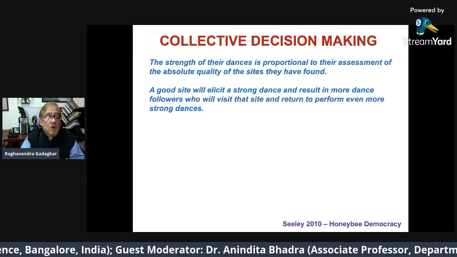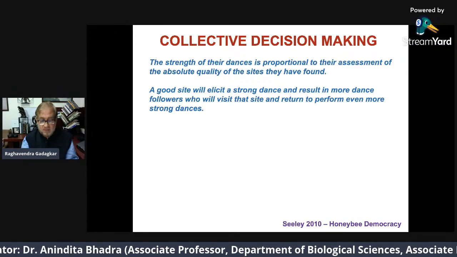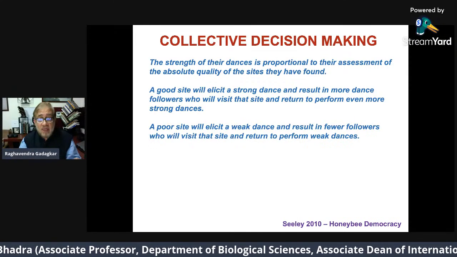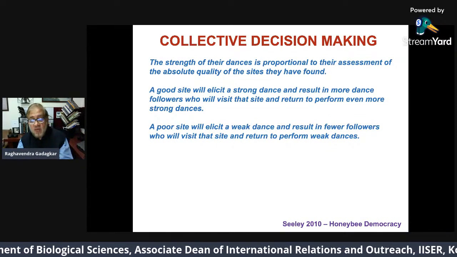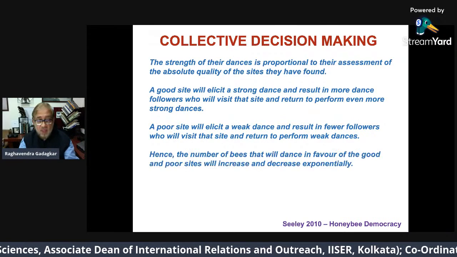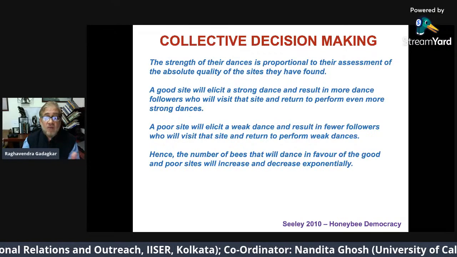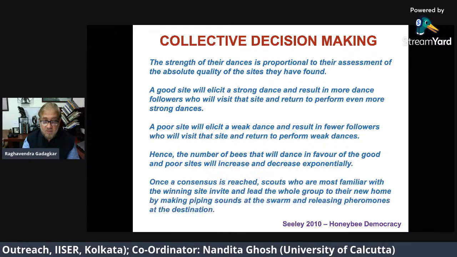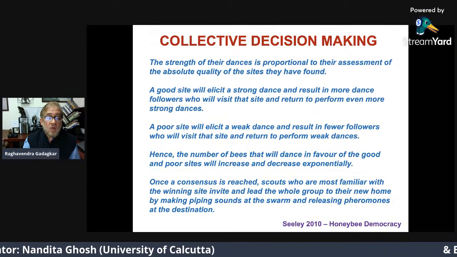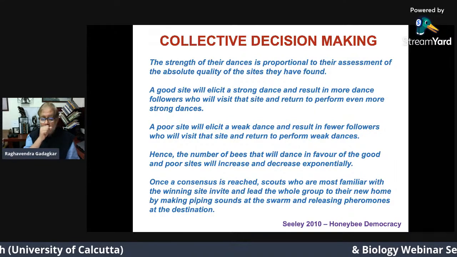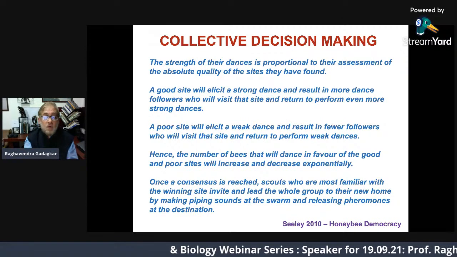That is, more bees will follow, and those who visit that site will return to perform even stronger dances. A poor site will elicit a weak dance and result in fewer followers, who will visit that poor site and return and perform weak dances. Hence, the number of bees that dance in favor of the good and poor sites will increase and decrease exponentially. Once a consensus is reached, scouts who are most familiar with the winning site invite and lead the whole group to their new home and make these piping sounds to get there.